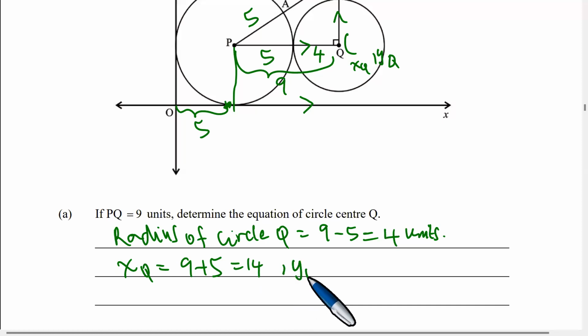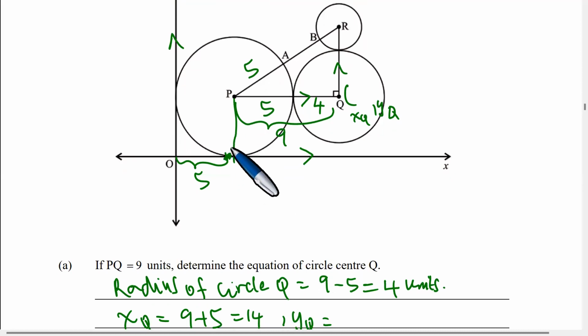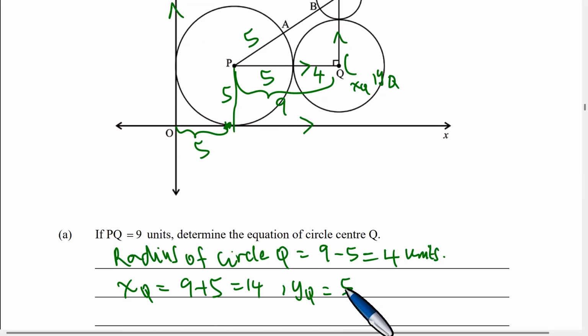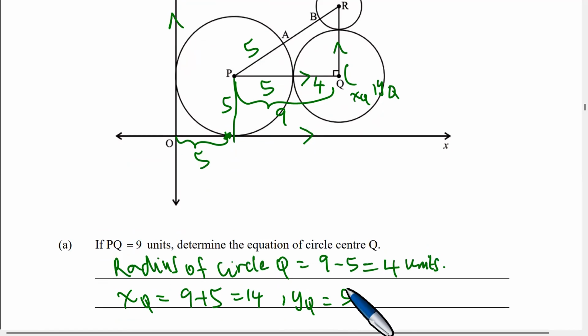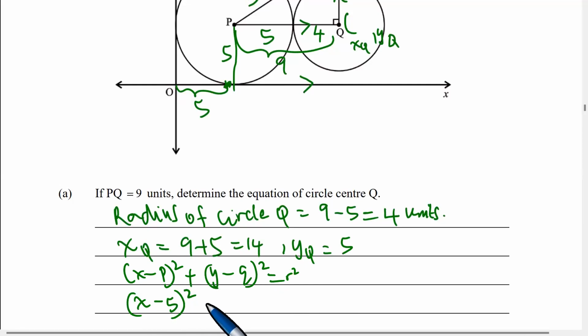YQ is also clearly the radius here, the distance from here to there. So it's also 5 units. YQ is 5. That gives us the equation. The formula we're going to use is (x minus p) squared plus (y minus q) squared is the radius squared, which means x minus xq. We use 14.